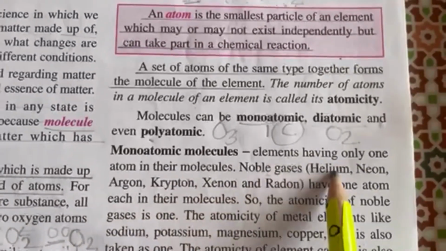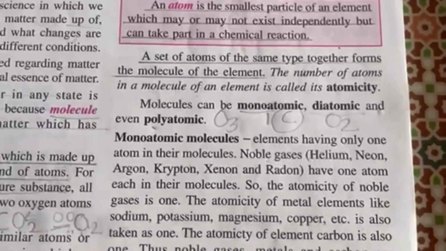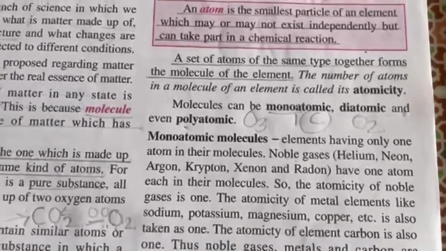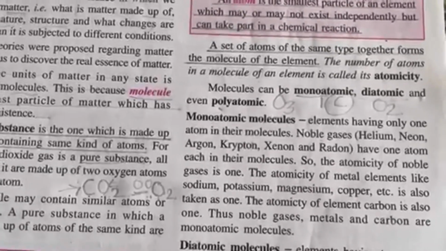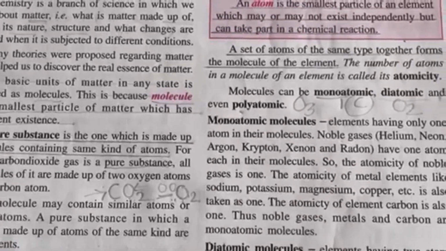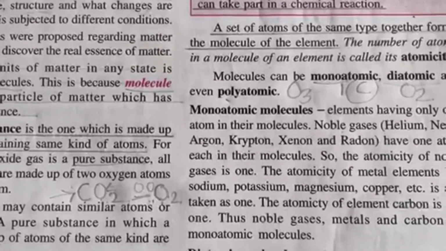Noble gases like helium, neon, argon, krypton, xenon, radon, they have one atom each in their molecules. So the atomicity of noble gases is 1. The atomicity of oxygen is 2. Atomicity of ozone is 3.